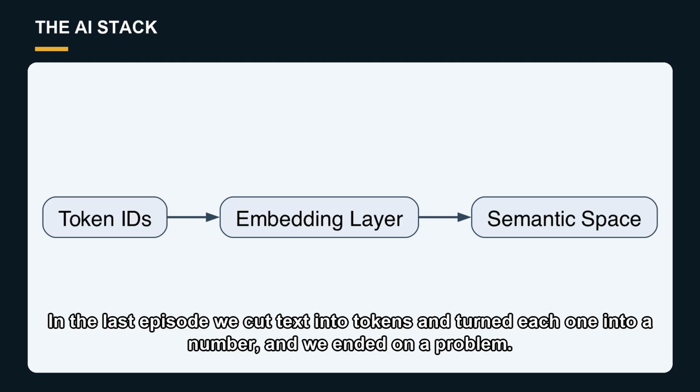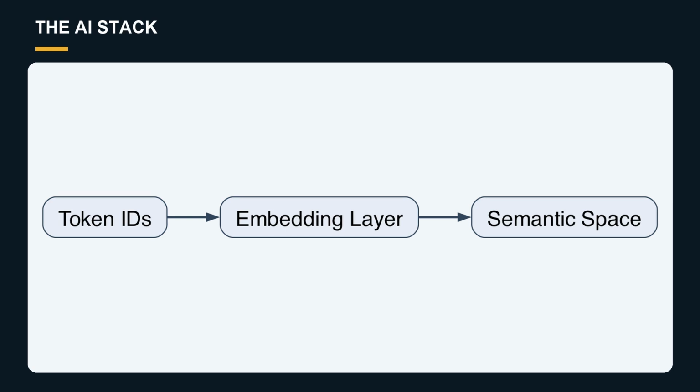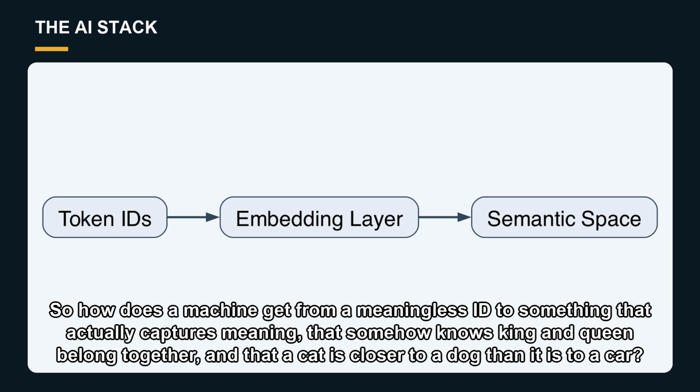In the last episode, we cut text into tokens and turned each one into a number, and we ended on a problem. The model knows the token for king and the token for queen, but those numbers are just labels, like jersey numbers on players. Jersey number 9 and jersey number 10 tell you nothing about whether two players are alike. So, how does a machine get from a meaningless ID to something that actually captures meaning?